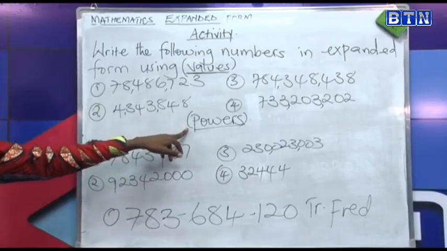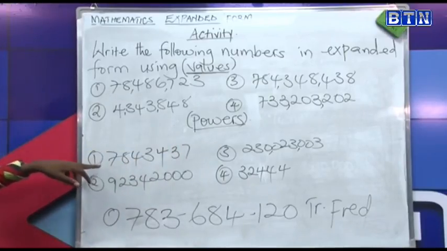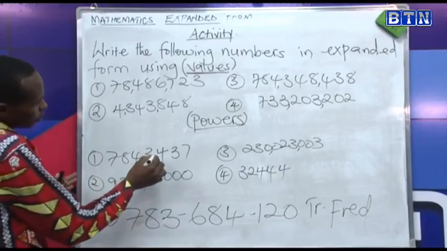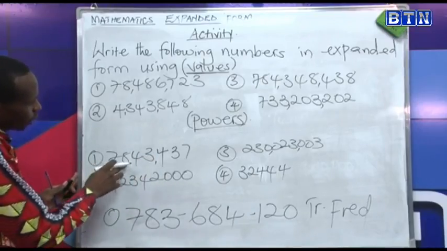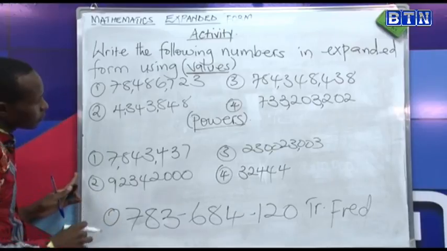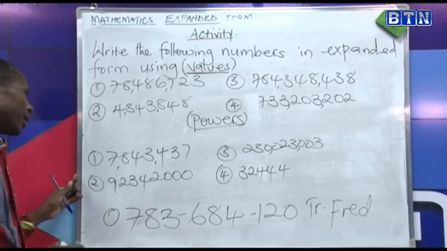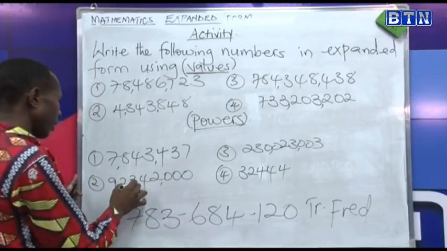Then at the same time, they have also given you some numbers. They want you to use powers. Using powers, work out this. So they have said you work out the first number here. You'll say this, 7,843,437. Then at the same time, they want you to expand.